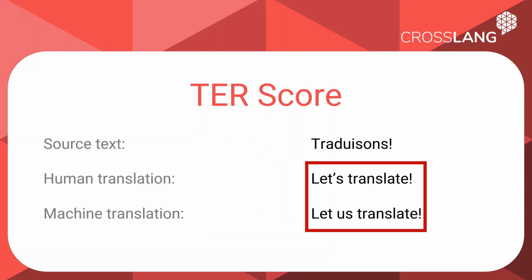Let's have a look at the example we discussed previously. To count the TER score, we would have to consider differences on word level, not character level. In this case, only one word level edit is necessary. Hence, the TER score will be calculated for one change, not 2.